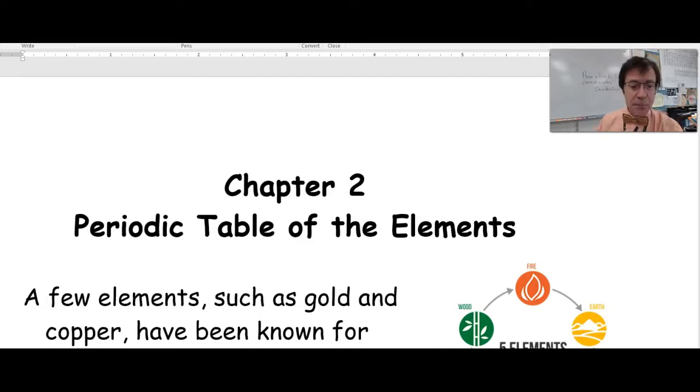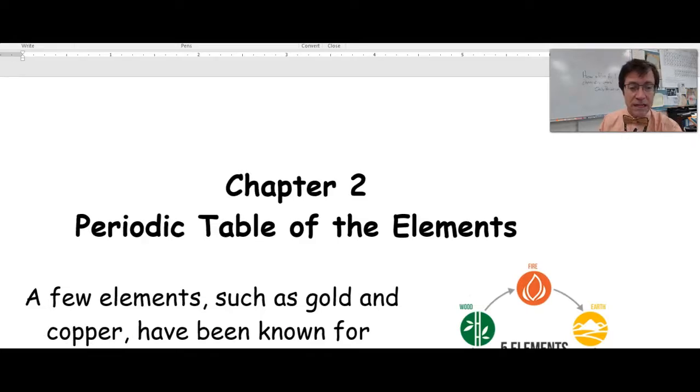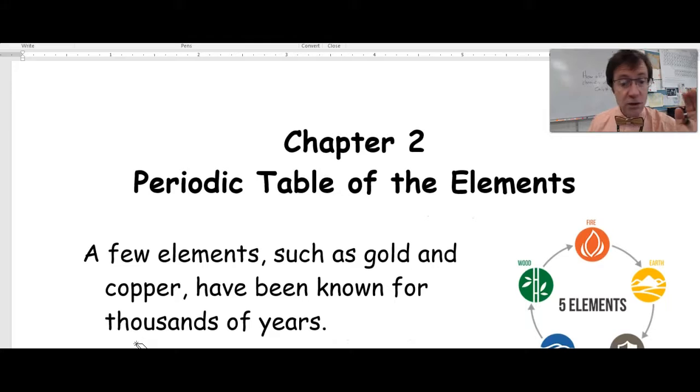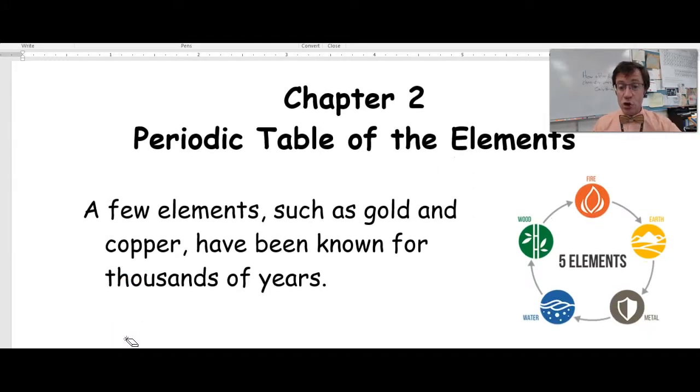All right, yay, chapter 2, the periodic table of the elements. So here we go. For a really, really long time, there were only a few elements that were actually known, like gold and copper and things like that. Now here's the deal. Gold, man, that's the stuff. Because for a really long time, gold was where it was at, like it's really valuable. Oh yeah, still.